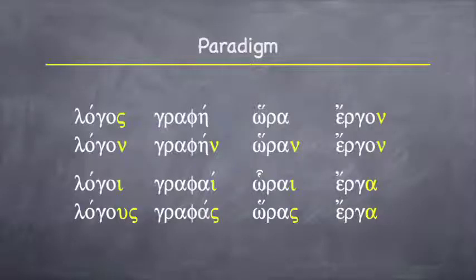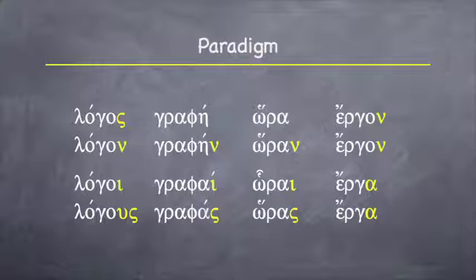Now, if you look at the next paradigm in the book, you're going to see the case endings with the final stem vowel on the stems. And again, this gives you a little better feel for what it's going to look like in real life. So logos is a singular subject, logon is a singular direct object, logoi is a plural subject, logous is a plural direct object. See how it works? All right.